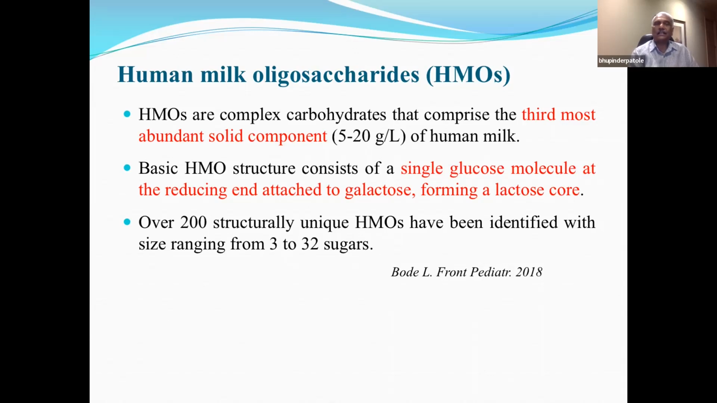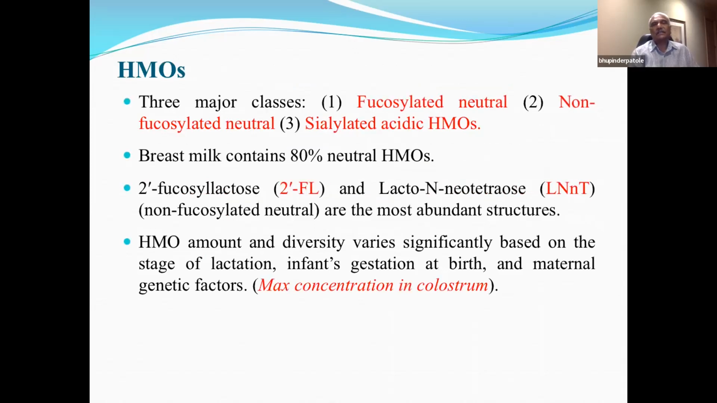We know that to date, almost 230 unique, structurally different HMOs have been identified, and they range in size from 3 to about 32 sugars. In terms of their structure overall, you could call them either neutral or acidic. Neutral has two types: fucosylated oligosaccharides is one, and non-fucosylated neutral oligosaccharides the second class. In sialylated acidic human milk oligosaccharides, the interest is greater because sialic acid is very important in the development and maturation of the brain.